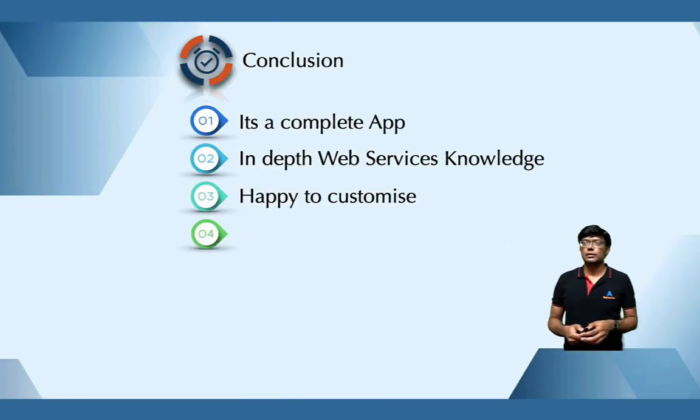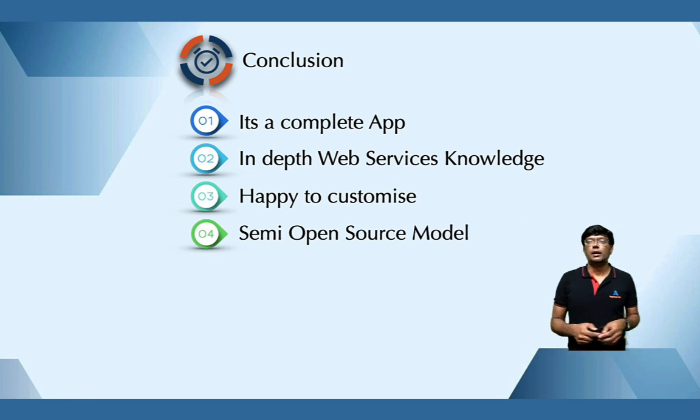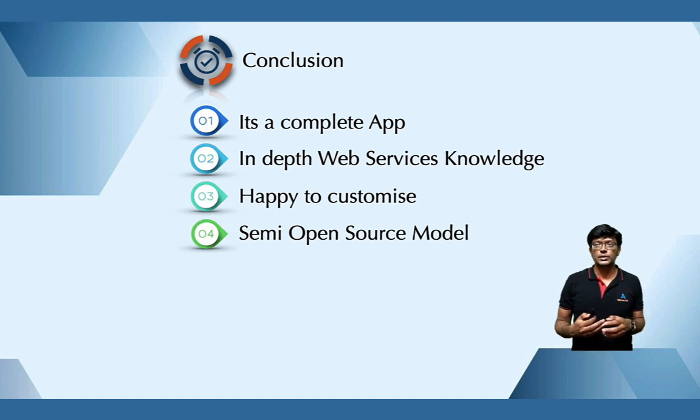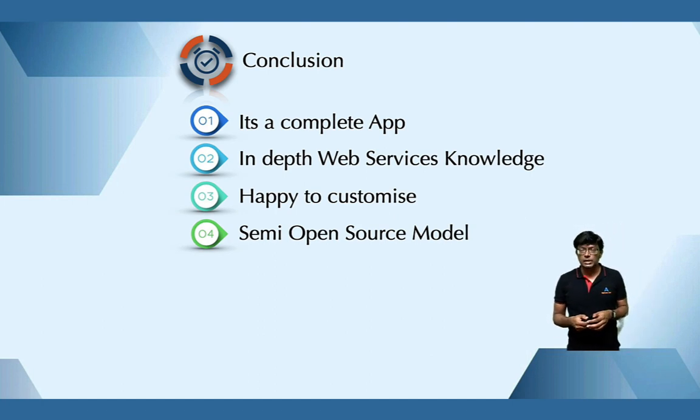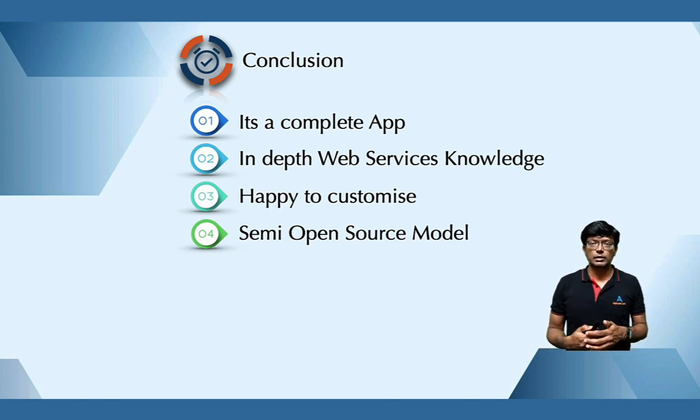As a conclusion, it's a complete app. It's not an app that has only bits and pieces of features. Using this app, you can do the complete full life cycle of project task management. It is developed with our in-depth web services knowledge. We have very good knowledge about all the ENOVIA REST web services, how they work, what the structure of the JSON is, how secure they are, how to secure them, all those things. And we are happy to customize this app. If you feel that this app can be customized for your custom environment, we are happy to work with you and create a custom app for you.